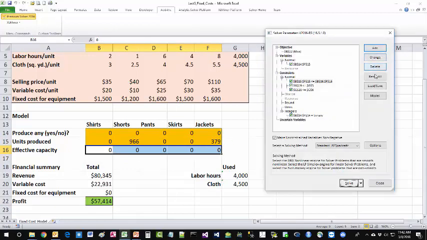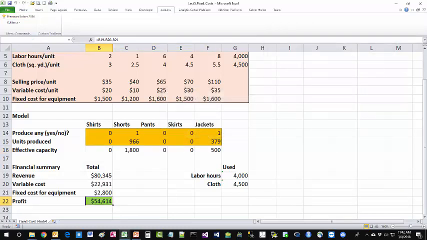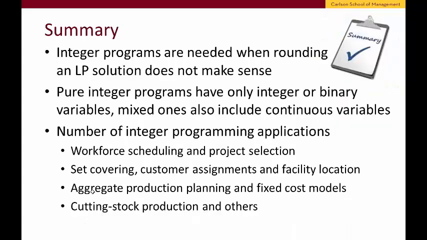So I'm going to solve it now and get the actual decision to produce the shorts and jackets only, and skip the production of shirts and skirts as I initially started with, but also pants as well. This might not be the politically correct decision in any particular realistic scenario, but it shows how these fixed costs example work. So I'm going to save this, switch to the presentation, and summarize.